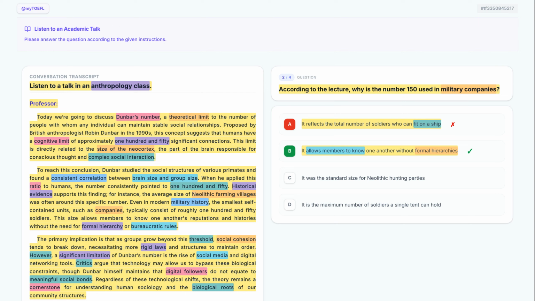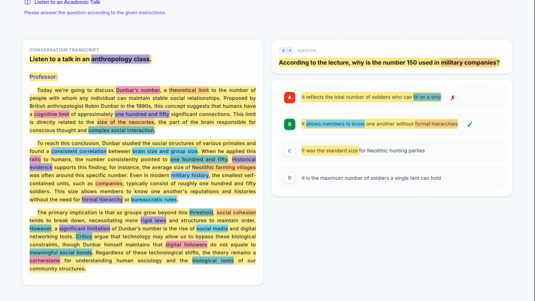Here is option C. Let's see if it fits. It was the standard size for Neolithic hunting parties. This is a mix-up of details. While Neolithic villages are mentioned, the lecture does not link them to hunting parties.